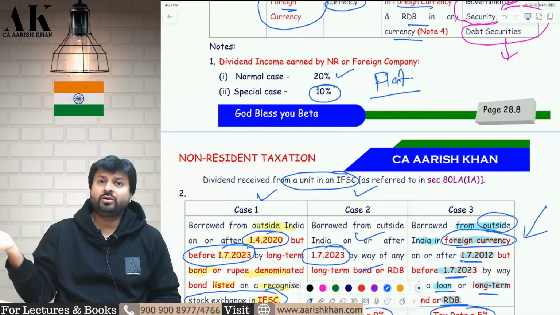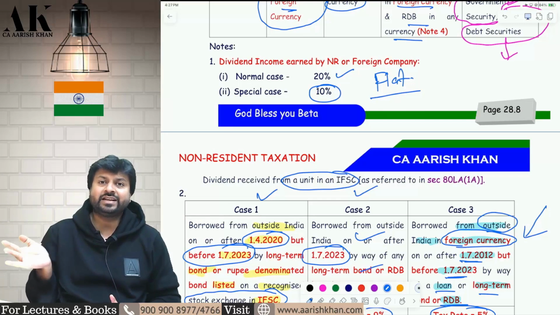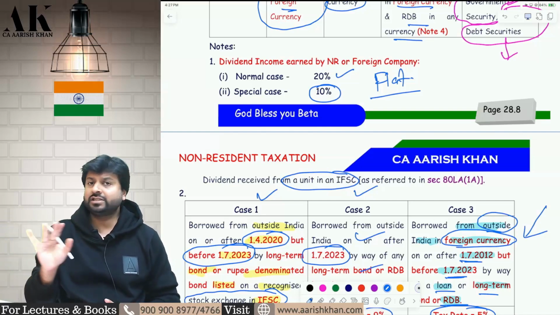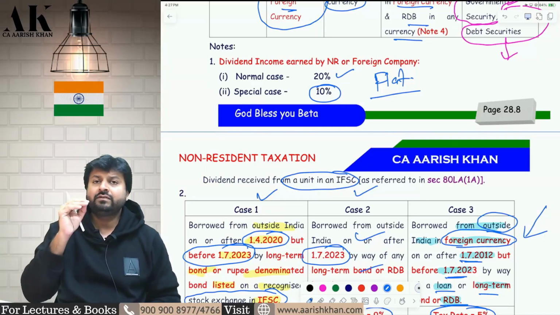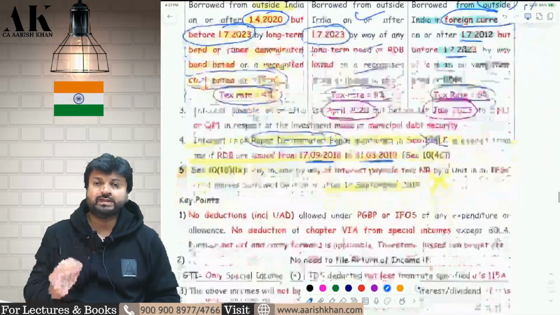Generally, if you take a loan to invest in shares, then you get a deduction of 20% of the interest. 20% interest is allowed as deduction under IFOS, but that deduction is not available to non-resident and foreign company. For non-resident and foreign company, dividend is directly taxable at 20% or 10% as the case may be.